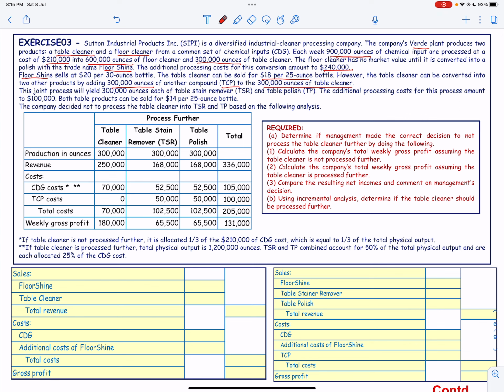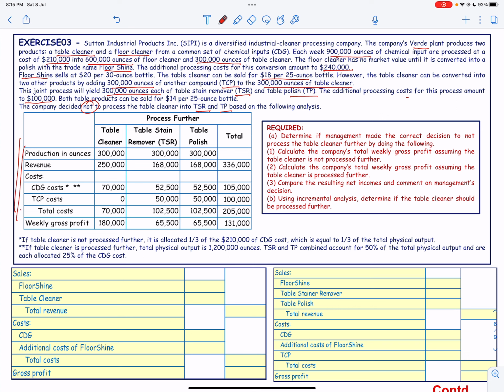The joint process will yield 300,000 ounces each of table stain remover and table polish. The additional processing cost for this process amounts to 100,000. Both table products can be sold for 14 per 25 ounce bottle. The company decided not to process the table cleaner into TSR and TP. TSR is table stain remover and TP is table polish. On the following analysis, we have the information over here.